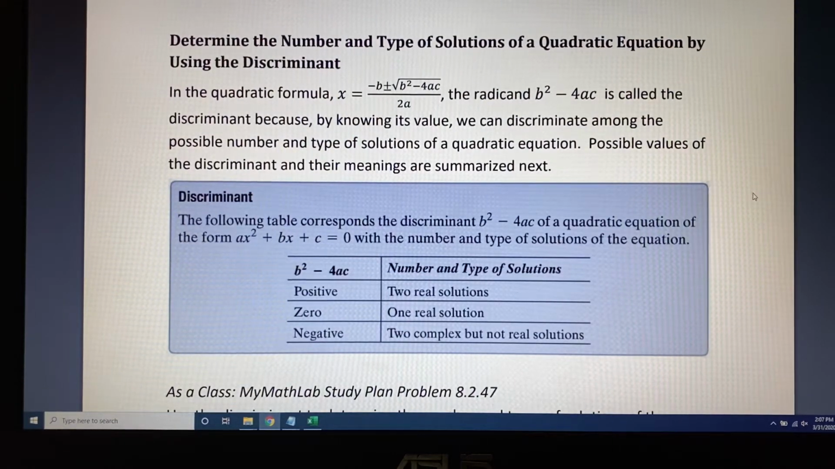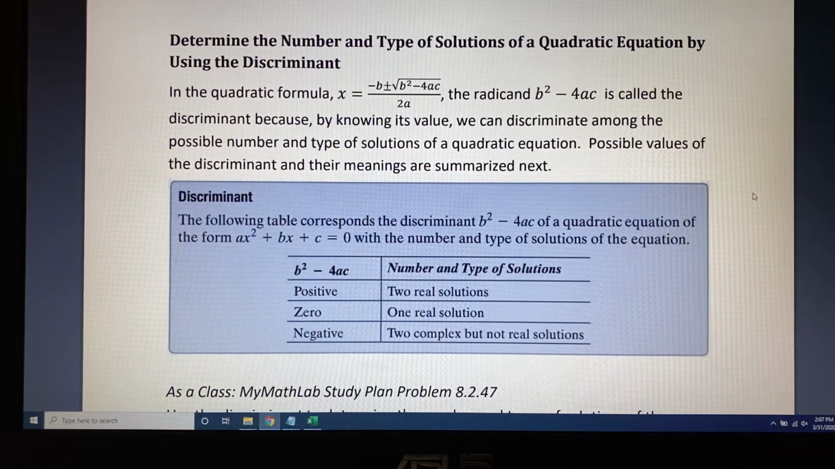In the quadratic formula, the part under the radical, b squared minus 4ac, is called the discriminant because, by knowing its value, we can discriminate among the possible number and types of solutions of a quadratic equation. Possible values of the discriminant and their meanings are summarized next.